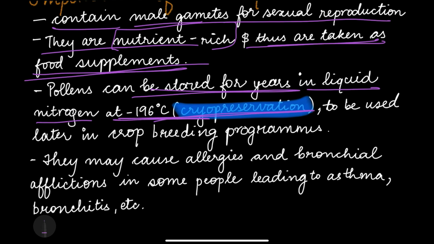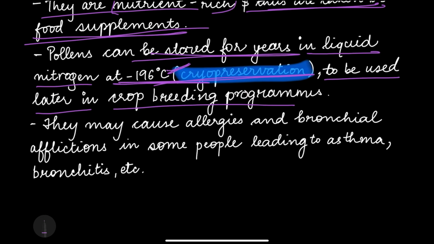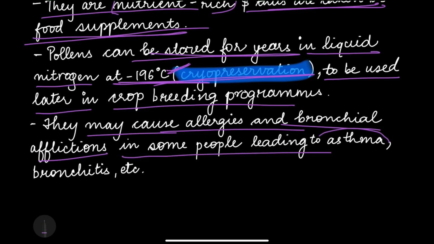The process of storing any egg, sperm, pollen grain or some other germ cells under liquid nitrogen at minus 196 degree Celsius is called cryopreservation. This is also an important point. It can be used later in crop breeding programs, because sometimes we delay the process of reproduction, so it is stored. They may cause allergies and bronchial infections in some people, leading to asthma and bronchitis. This is also important. They are highly allergic in nature.